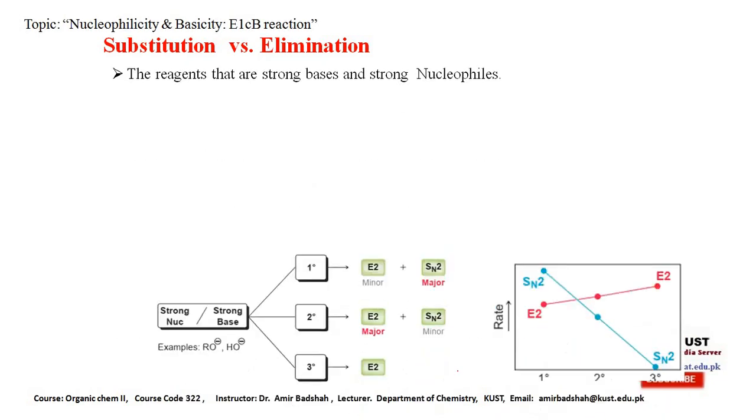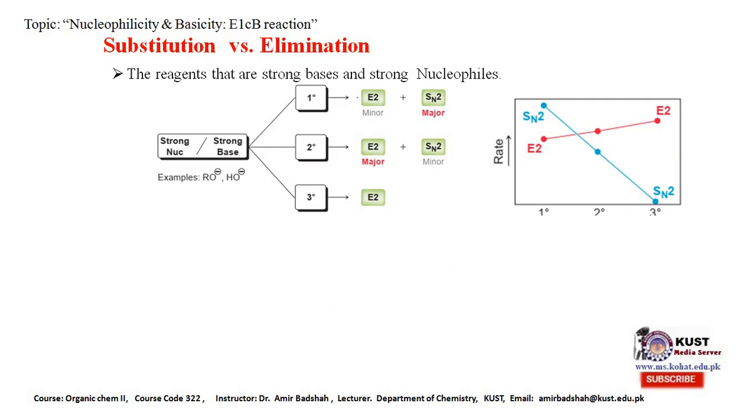If a reagent can act both as a strong base as well as a strong nucleophile, for example alkoxide and hydroxide, in that case if the substrate is primary, then both E2 and SN2 are possible, but SN2 will be the major one. And similarly, if the substrate is secondary, then both E2 and SN2 mechanisms are possible, but in this case E2 will be the major one.